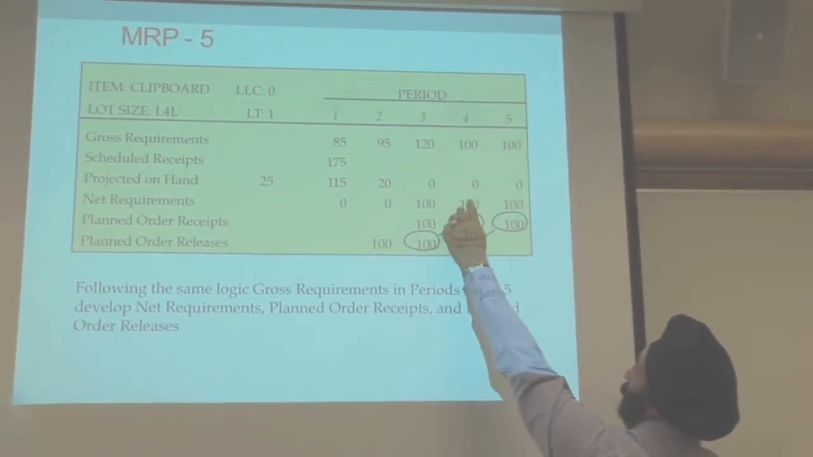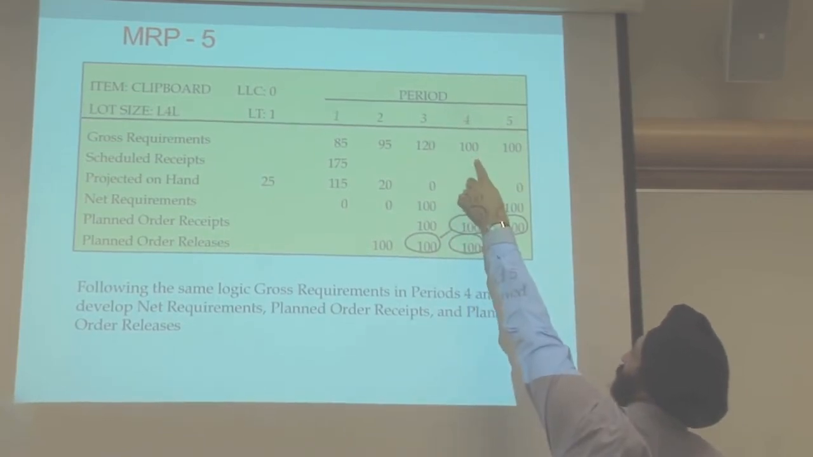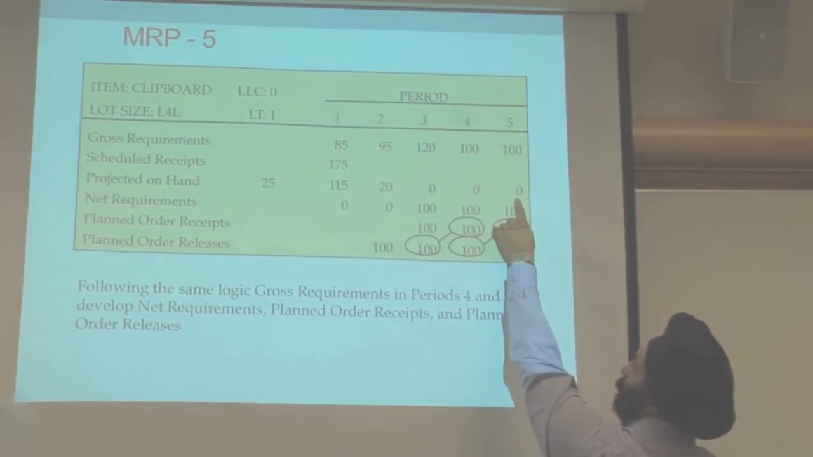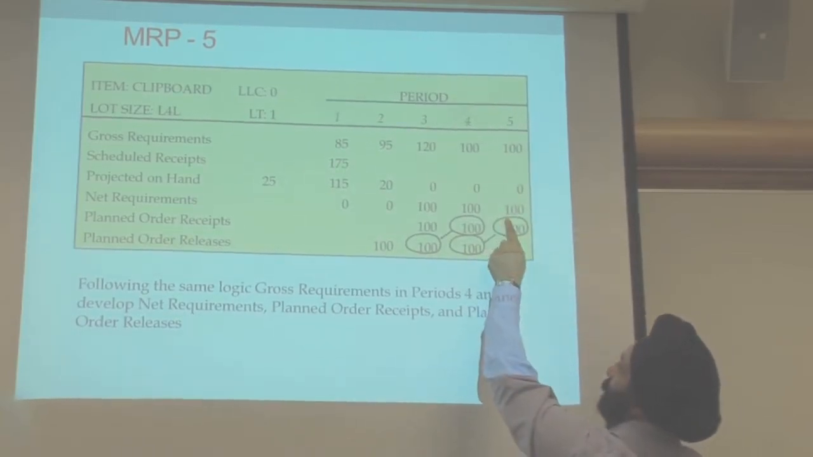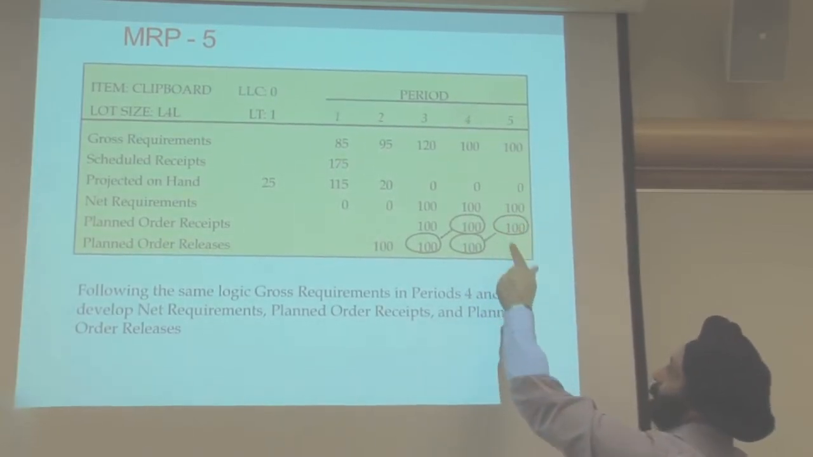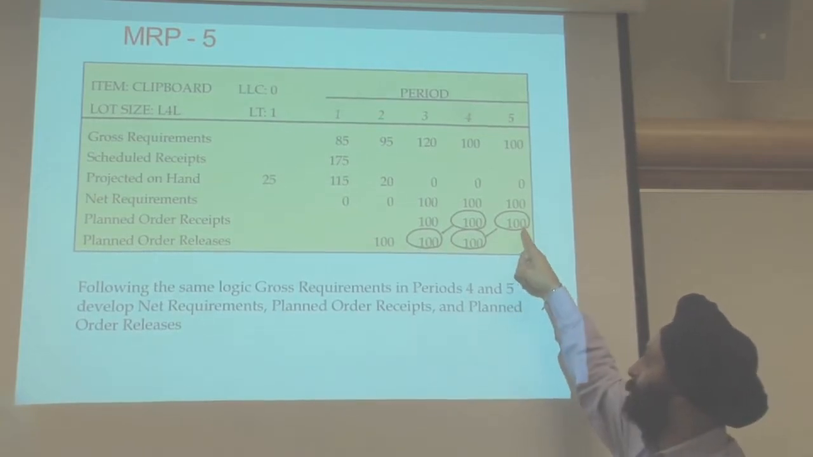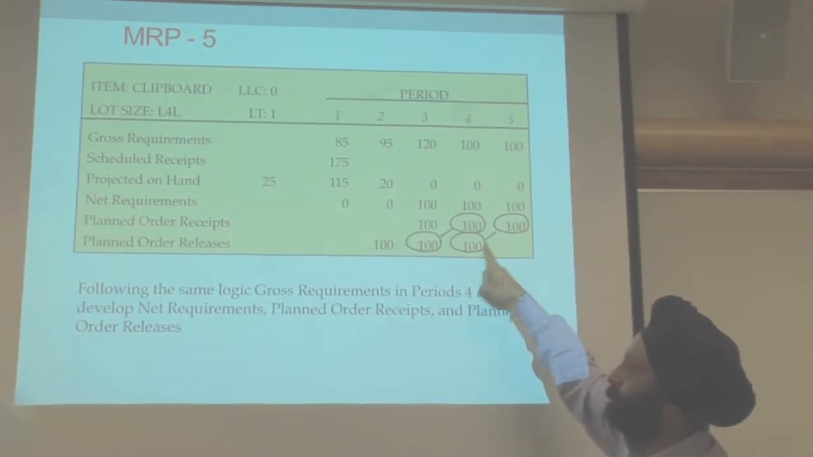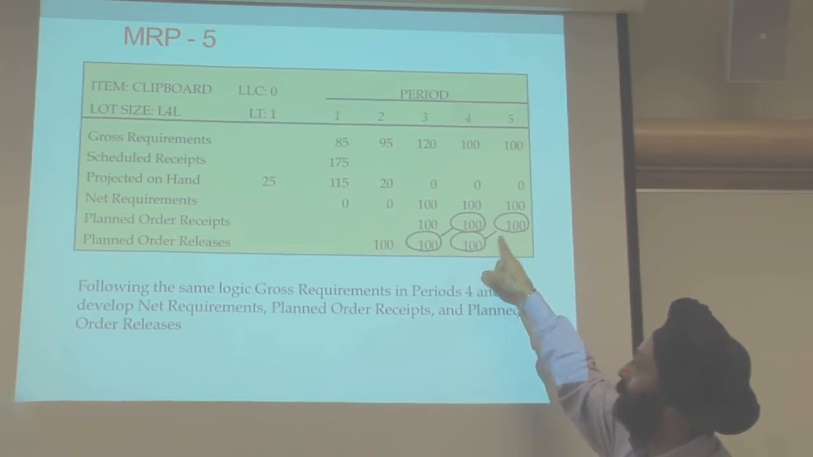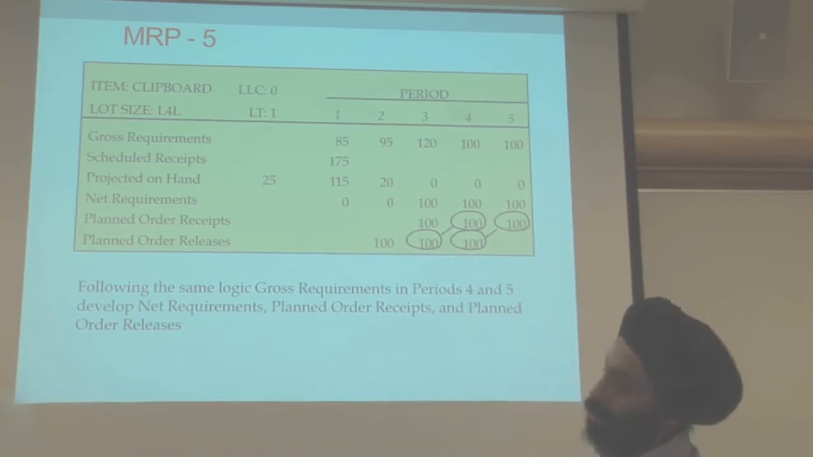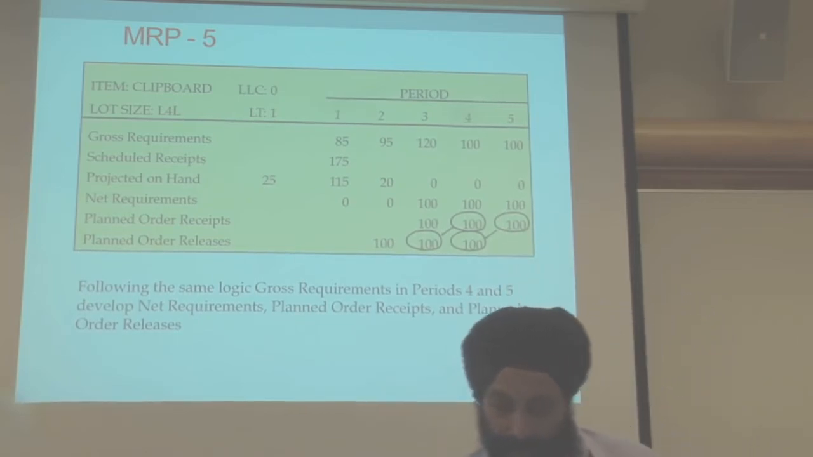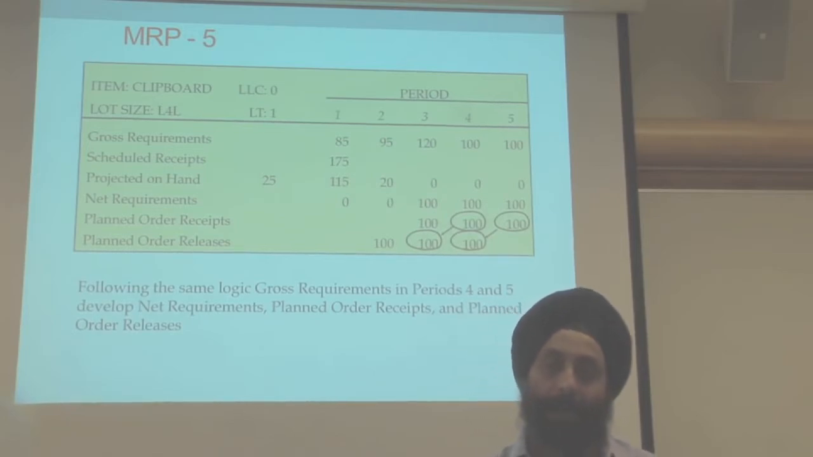Same thing, this 100 will satisfy this over here. Net on-hand inventory is 0 again. Then this 100 will be the net requirement. The gross requirement becomes a net requirement, which means we better plan on receiving 100 units over here. That means in period 5, we need to release the order in period 4. Okay? So that is how one calculates the MRP chart.